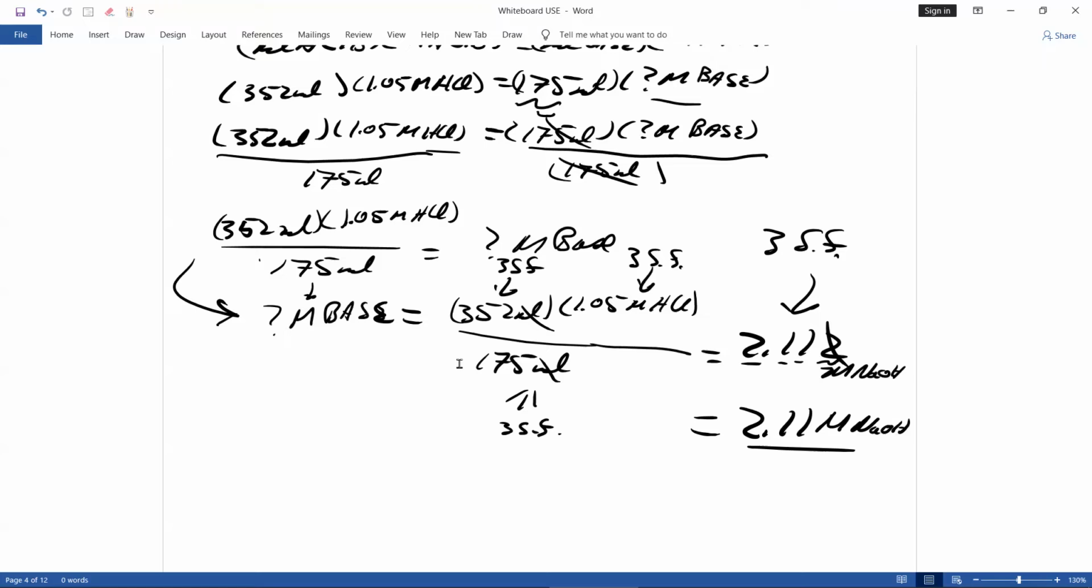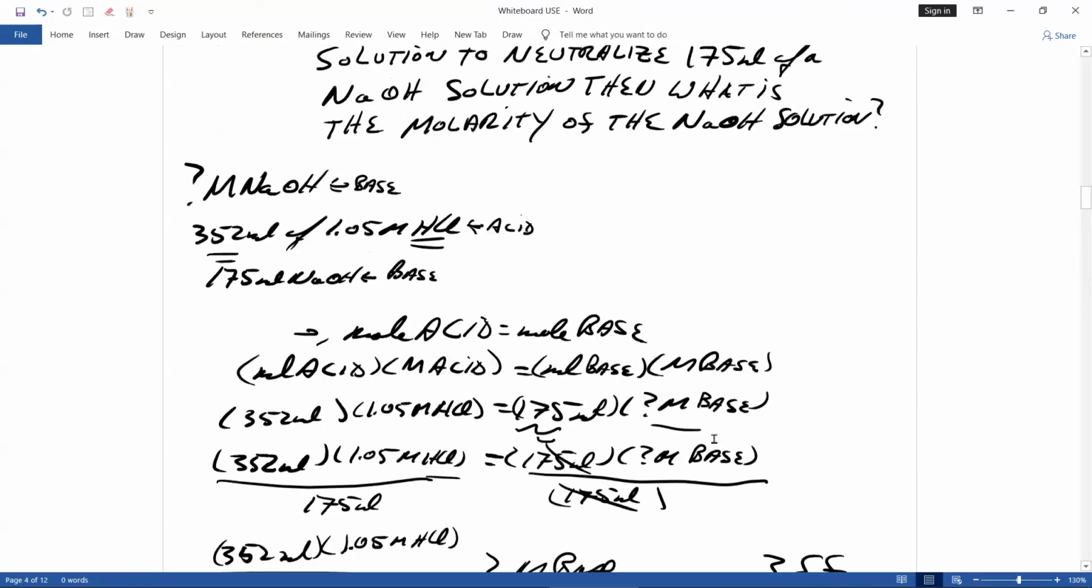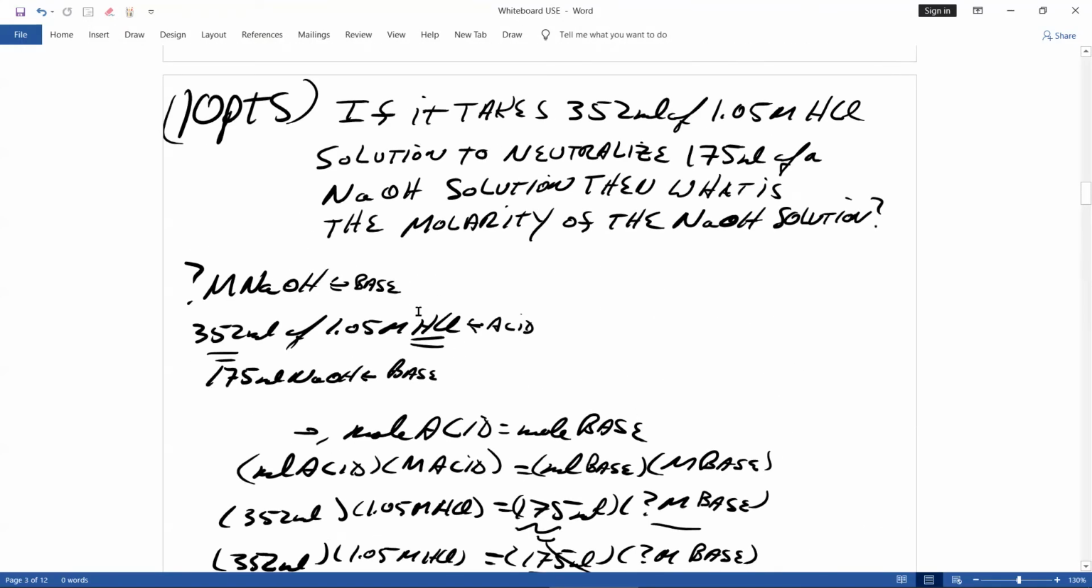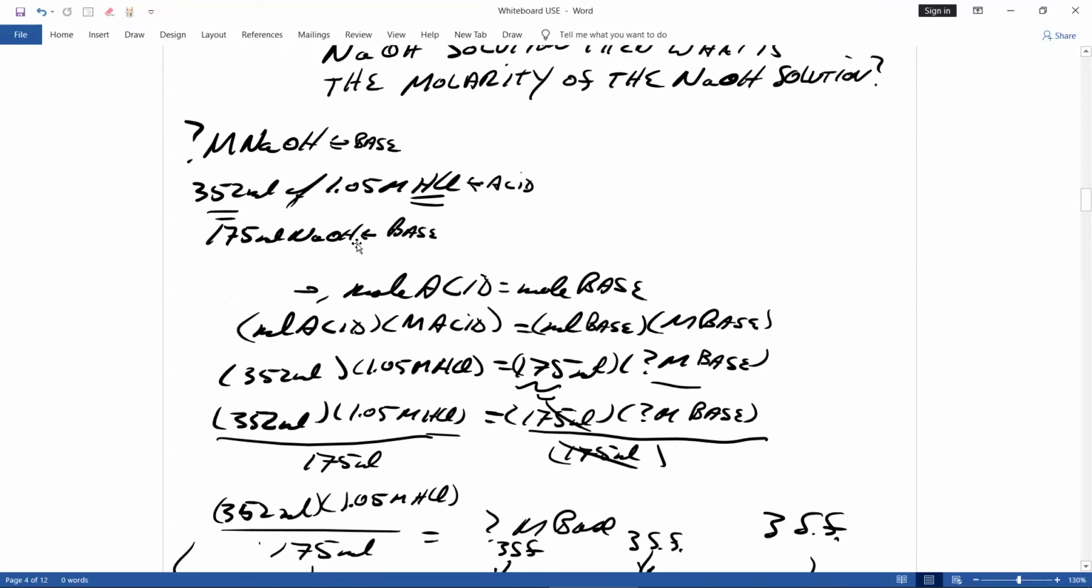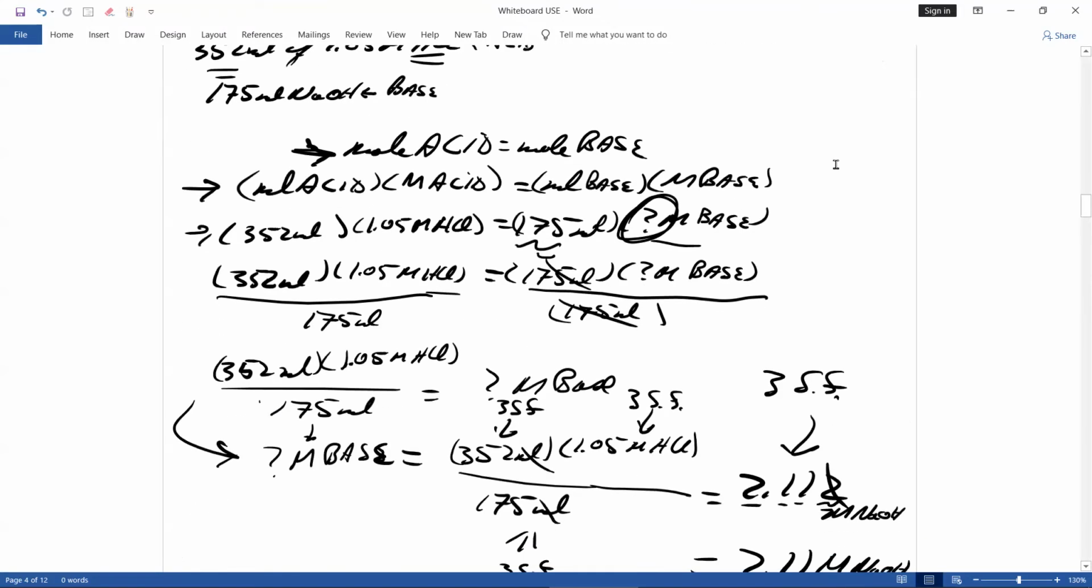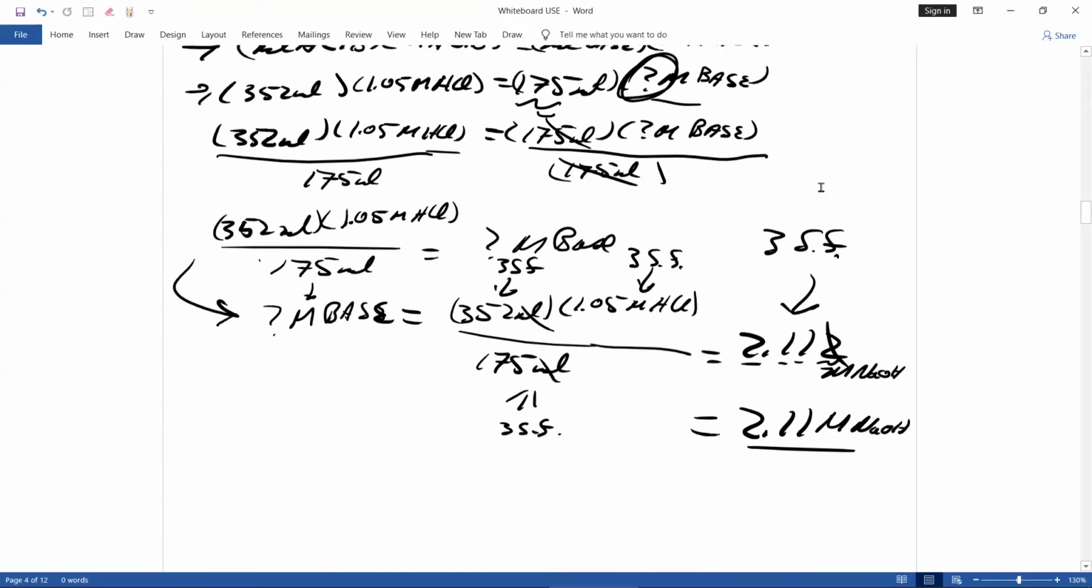Tomorrow, I'll go through the acid-base problem set. I highly recommend you work on this and know how to do that. And remember, you're trying to find the molarity. You're given this, you're given this. At neutralization, you know this, which then means this. And now you put in the numbers, solve for what you're trying to find by dividing both sides by 175, do the math, and that's how you do it.